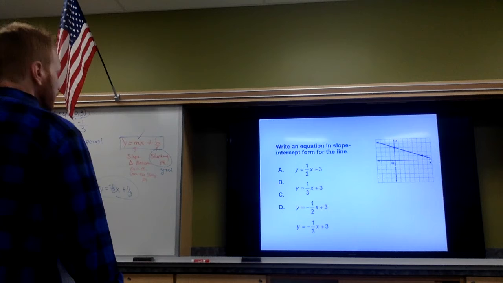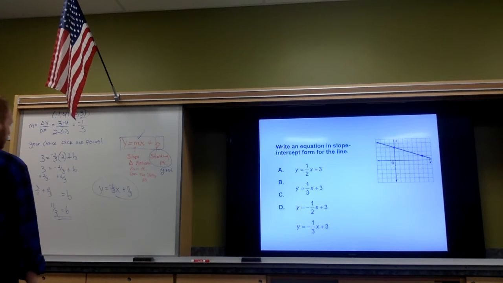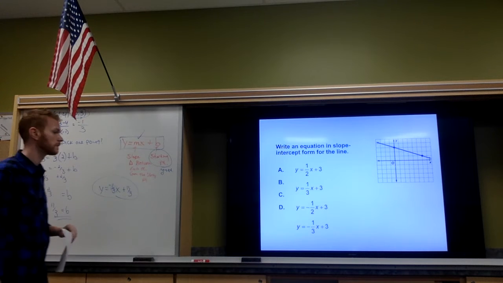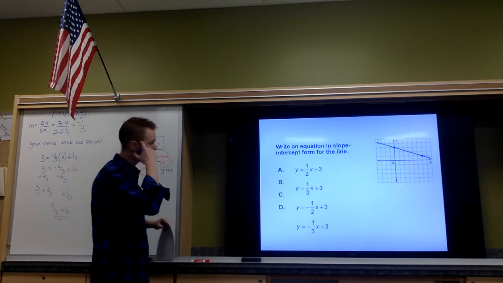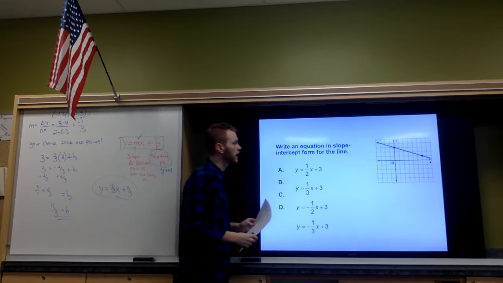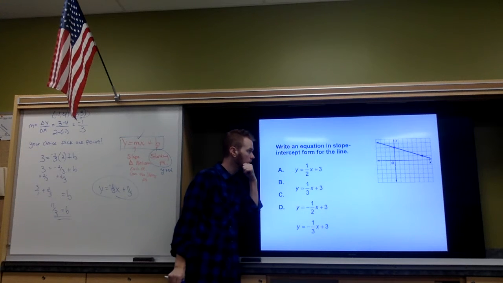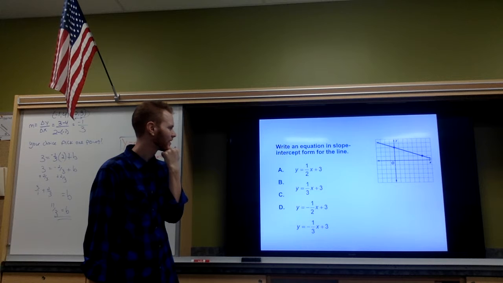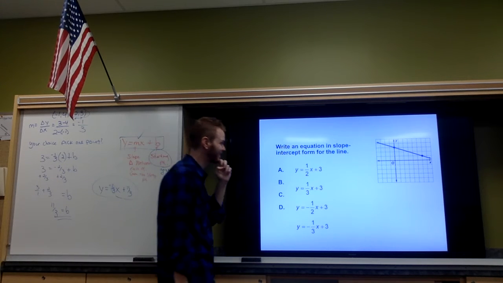Try one more. This one's actually a little bit simpler. And pause the video and try it out yourself. Okay? So write the equation in slope-intercept form. Now I give you the 2 points. You see the y-intercept in this case? I know what it is for sure.